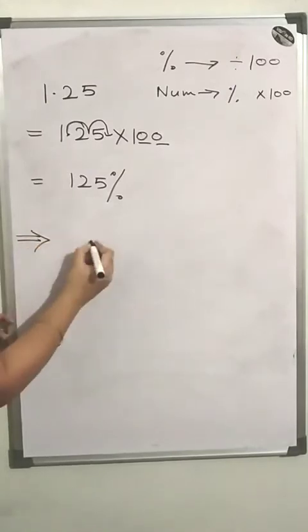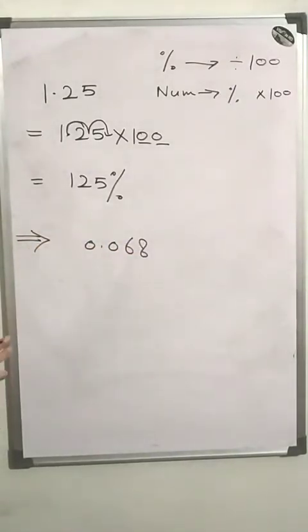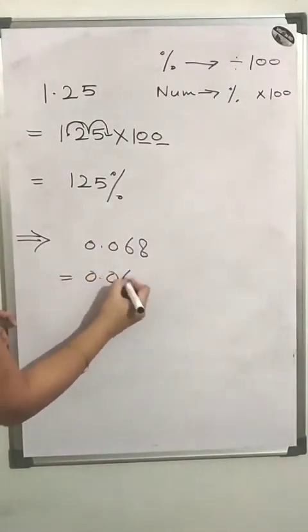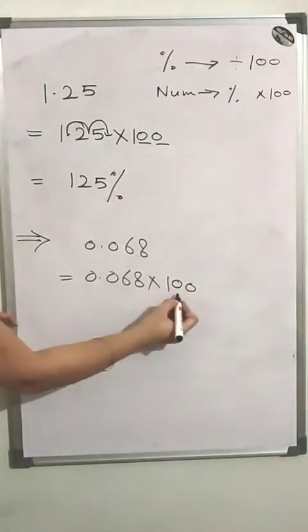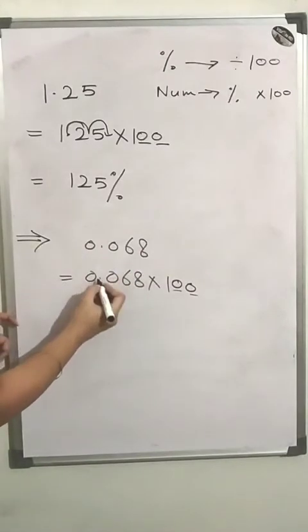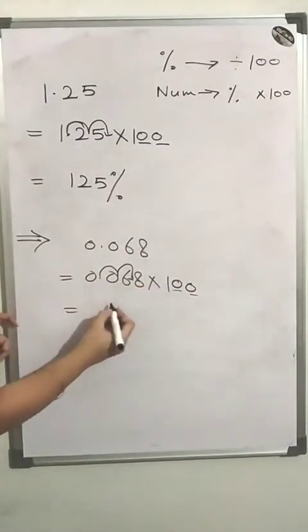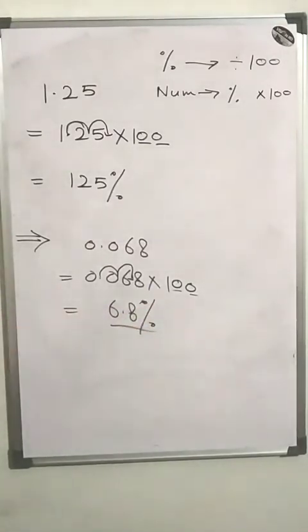Now let's take one more example, that is 0.068. This time again we have a decimal number. Then what to do? Again we multiply it by 100 and shift the decimal 2 places right. So this is 1 place and then 2 places, and this is equivalent to 6.8%. This is the answer.